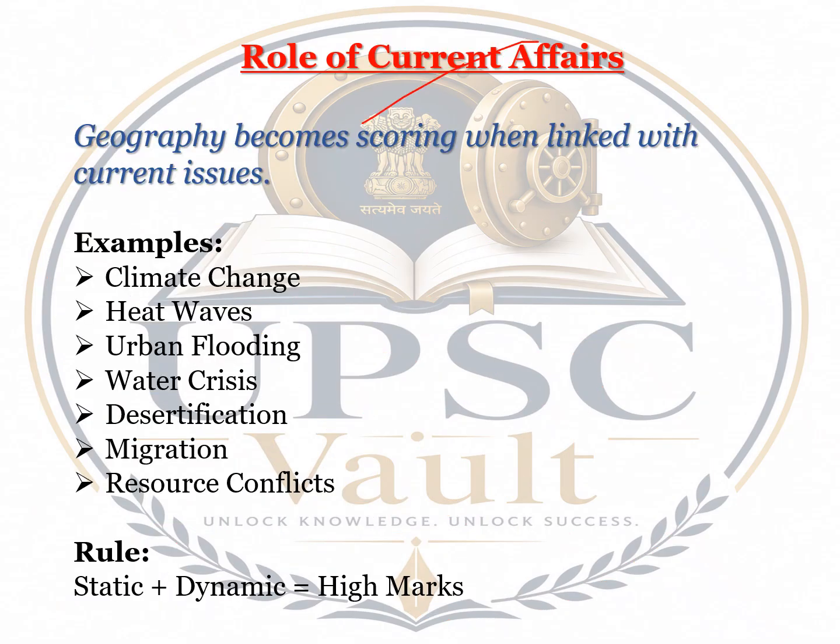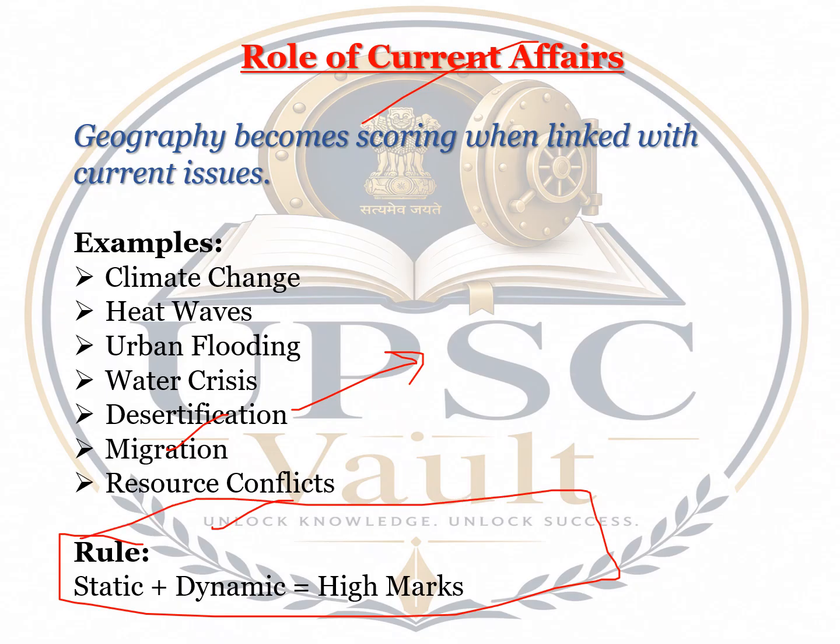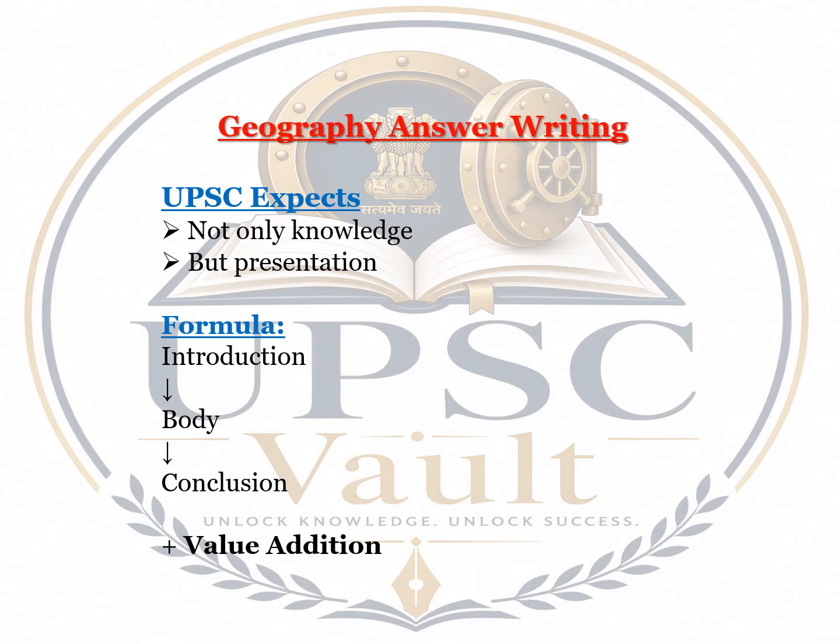Role of current affairs: geography is scoring when you link it with case studies and current issues, for example, climate change, heat waves, urban flooding, water crisis, desertification. UPSC has asked one essay also related to migration or resource conflict. The rule is very clear: static plus dynamic equals high marks.